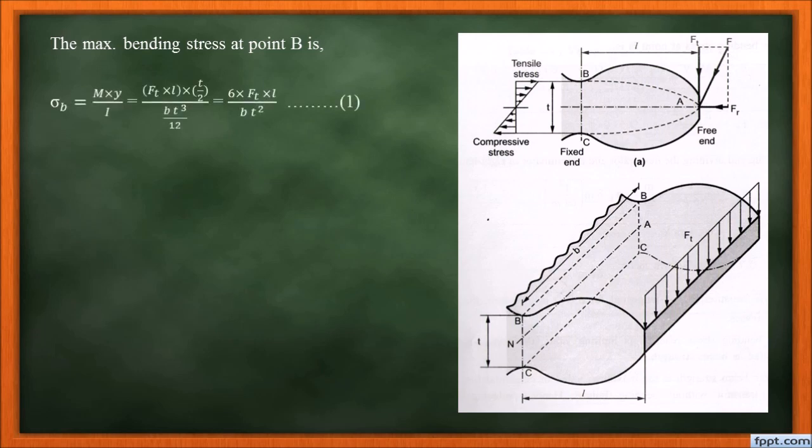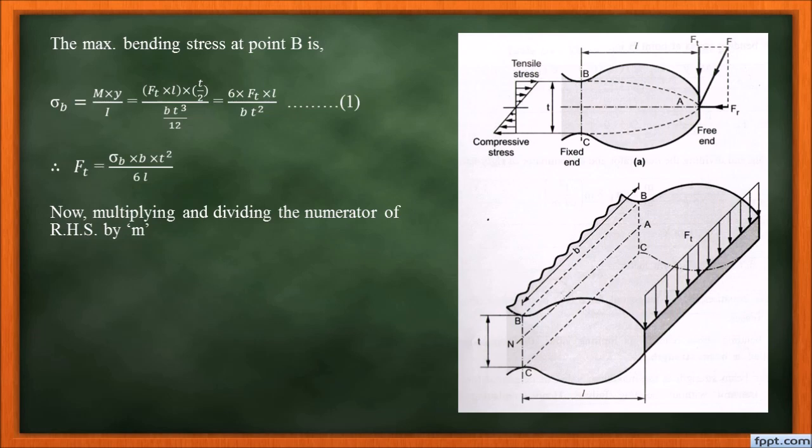So the maximum bending stress at point B is sigma B equal to M into y upon I, where M is equal to Ft into L and y is equal to t upon 2, and I, that is moment of inertia, is equal to Bt cube upon 12. This gives us the equation sigma B equal to 6 into Ft into L upon Bt square. Name it as equation 1. So therefore, for Ft we get sigma B into B into t square upon 6L.